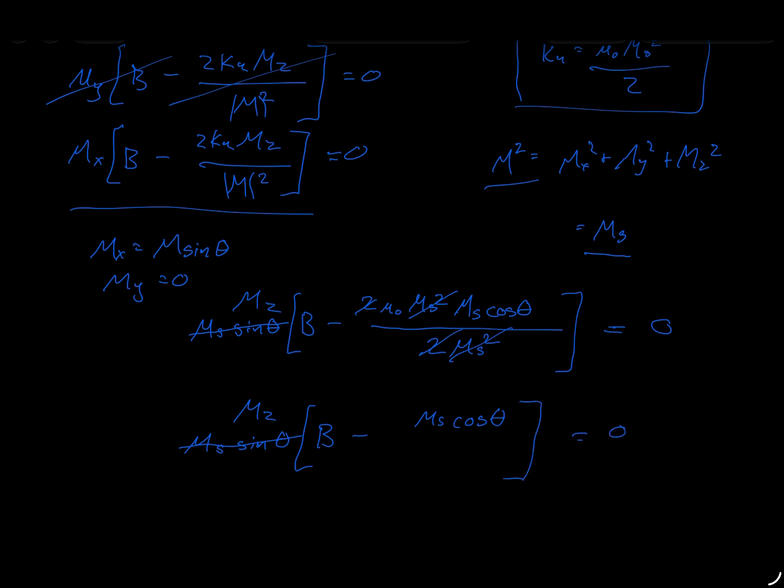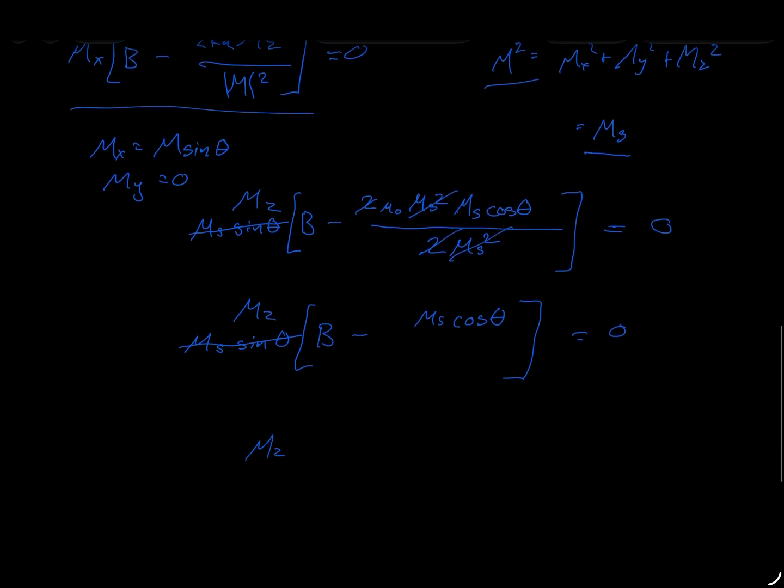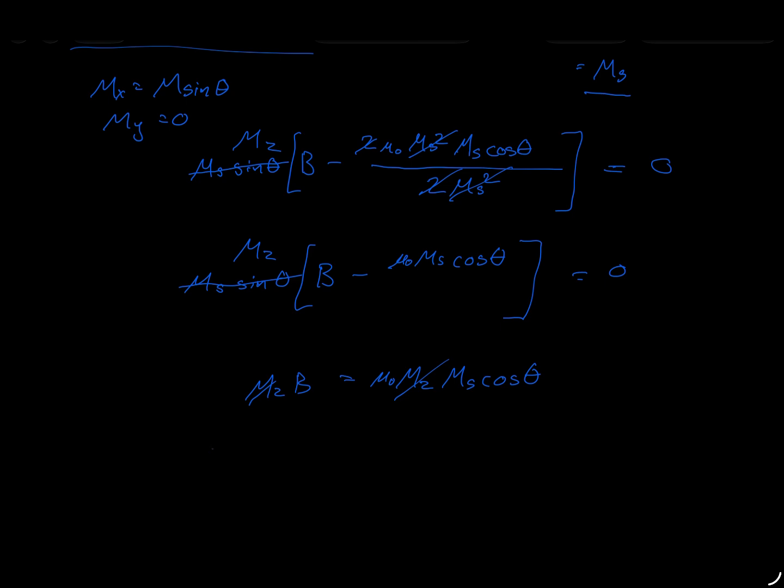And so we get mz, because at this point we want to solve for theta, make some simplifications. mz b equals mz ms cosine theta. Okay, and now we're just solving for theta at this point. So the mz's cancel, and so b, oh, there's a mu naught here. I'm sorry, I must have forgot that. mu naught ms cosine theta. So we get cosine theta equals b over mu naught ms, where theta is the arc cosine of b over mu naught ms. And that is our answer.